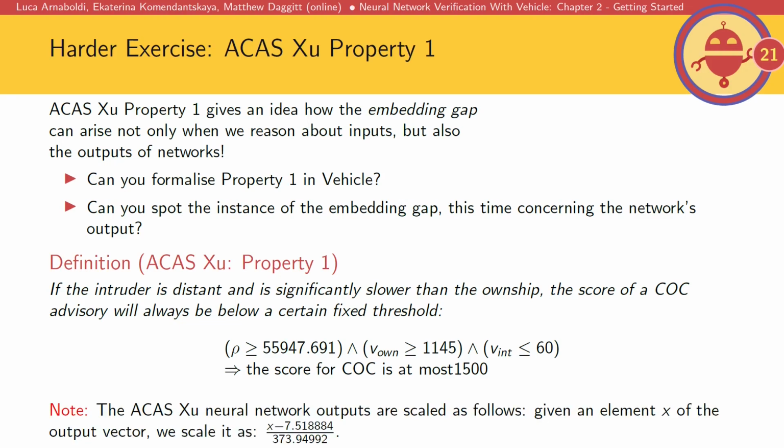The ACAS-GZU network outputs are scaled, and there's some formula to scale them. And so when you put your specification in, you'll need to declare the scaling and define this. The score of COC is at most 1,500, actually in scaled numbers, not in 1,500. So there would be a little bit more tedious work to do this. So that's why I didn't introduce it. But it's a very simple exercise. If some of you are interested, there are ready answers for this, or you can work out your own.